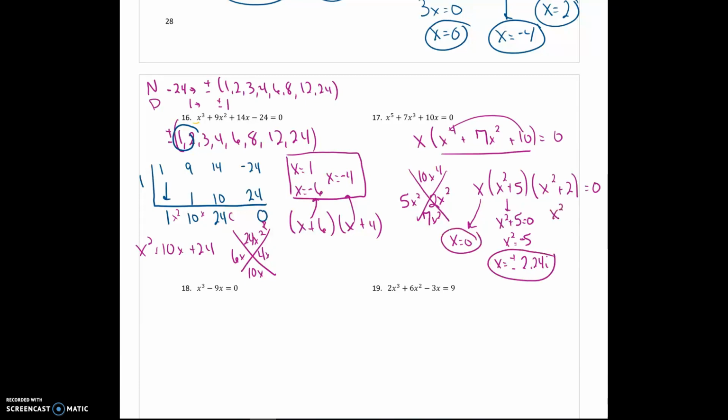And then x squared plus 2, set that equal to 0, subtract 2, and then I'll take the square root of -2. And again, going 2 decimal places, I get x equaling plus or minus 1.41i.